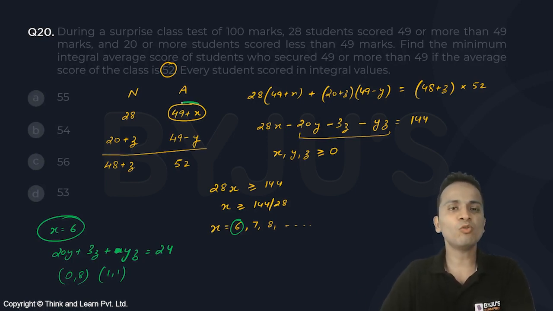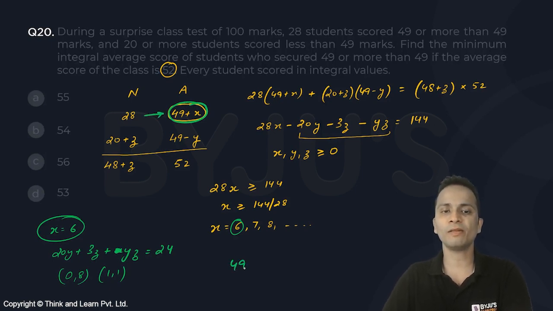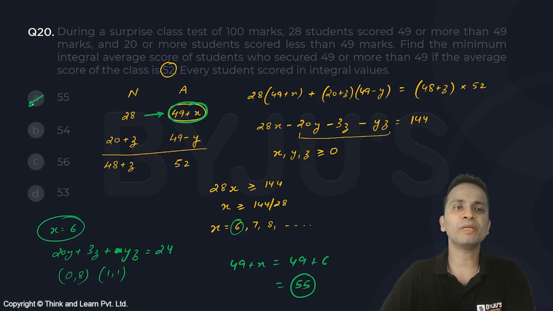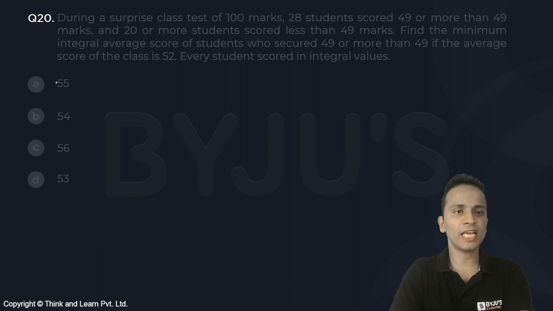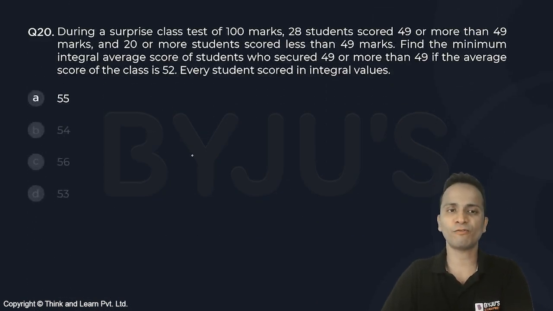So the minimum value of the average of these 28 students, which is 49 plus x, will be 49 plus 6, that is 55. So 55 can be the minimum possible value of the average of these students who have scored 49 or more marks. So option A will be the correct answer for question number 20.